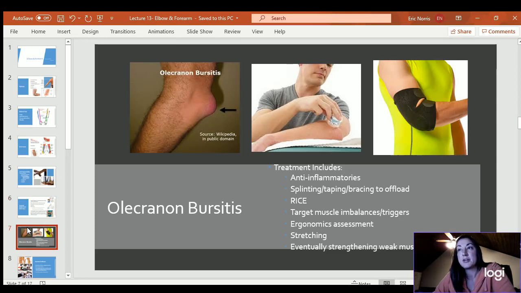With olecranon bursitis, remember the bursa is like a fluid sac that is over top of a bony prominence just to provide some type of a cushion. So there is a fluid sac over top of the olecranon because there's not a lot of tissue on top of it, which is another reason it hurts when you hit your elbow. And olecranon bursitis is just the inflammation of that fluid sac.